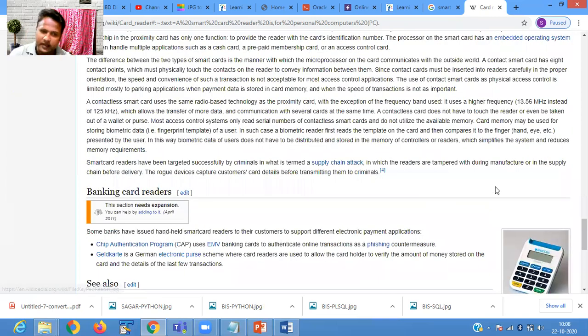Okay, so in that card, when you see your ATM card, there is one microprocessor present. So one chip is present, and that chip is called a microprocessor. For accessing that microprocessor, we are using this smart card reader. It is used to access the microprocessor of a smart card.